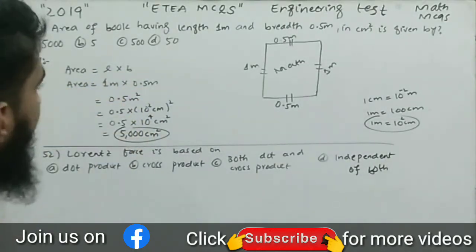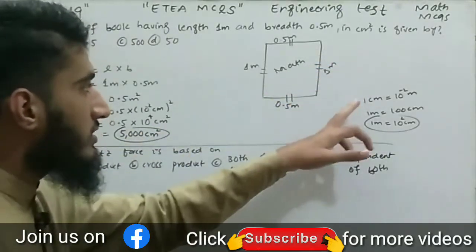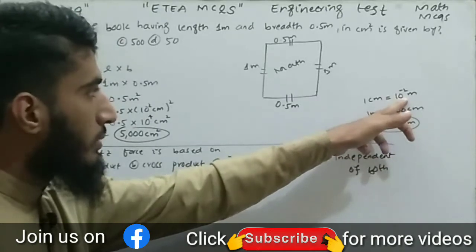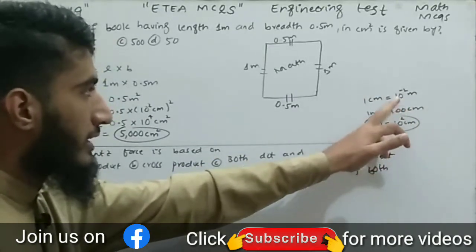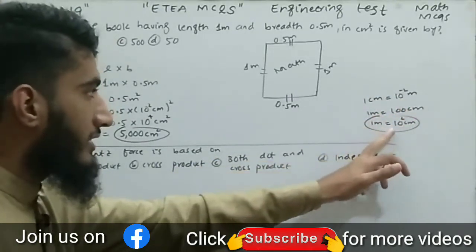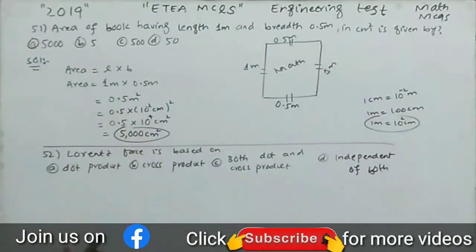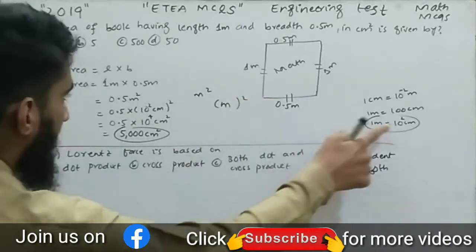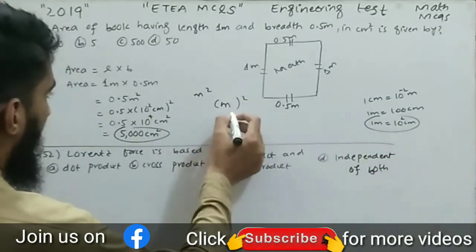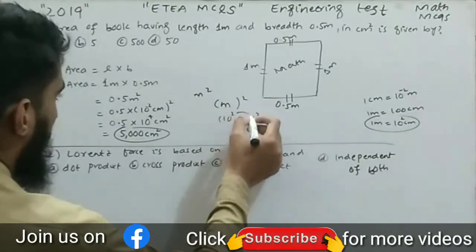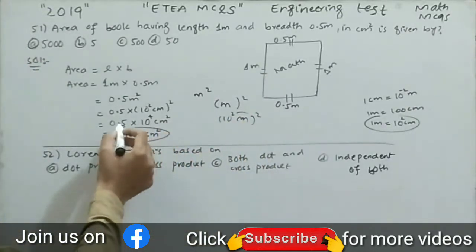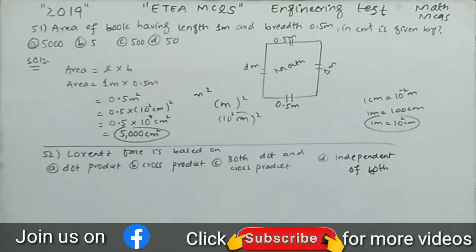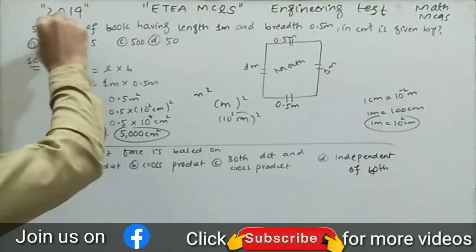Now we have to find the area in square centimeters. So 1 centimeter is equal to 10 power negative 2 meter. Shift 10 power negative 2 meter on this side, it becomes positive 10 power 2, which gives us 100 centimeter. So 1 meter is 10 power 2 centimeter. Now this meter square can be written as meter whole square. So our 1 meter is 10 power 2, so put 10 power 2 over here and centimeter whole square. So it becomes 10 power 4 square centimeter. 0.5 multiplied by 10 power 4 gives us 5000 square centimeter. It means the correct option for this MCQ number 51 is option number A.